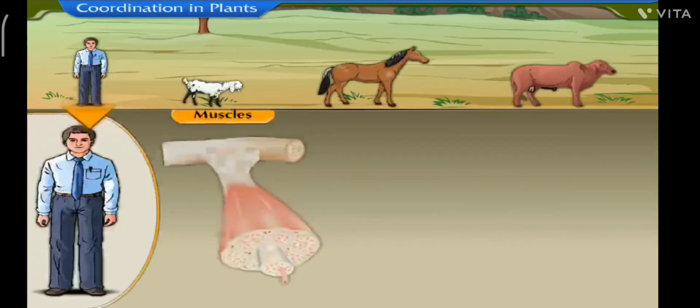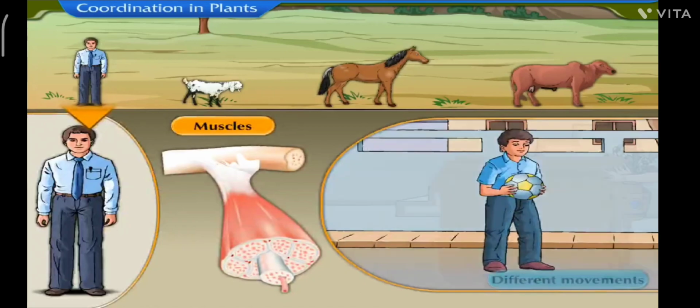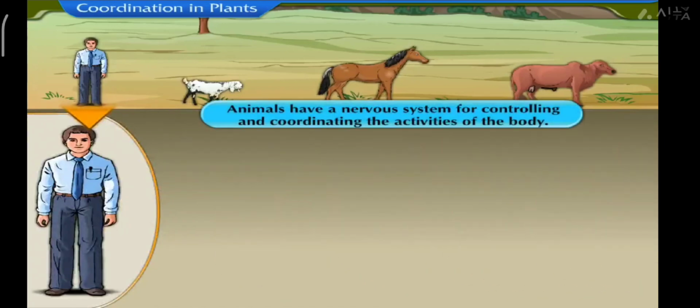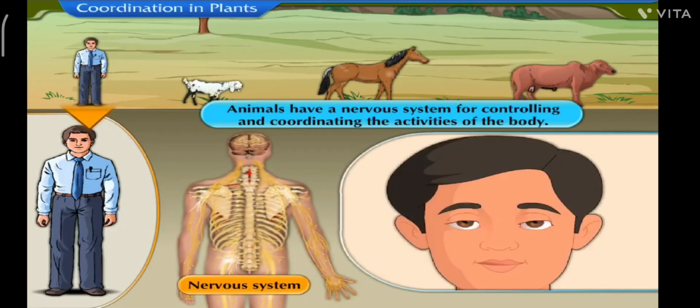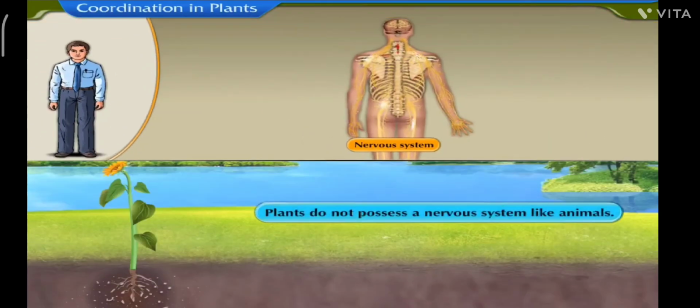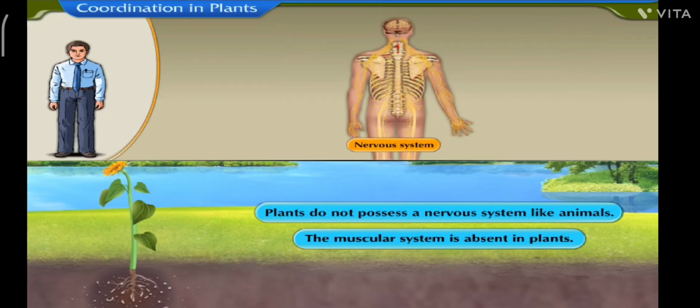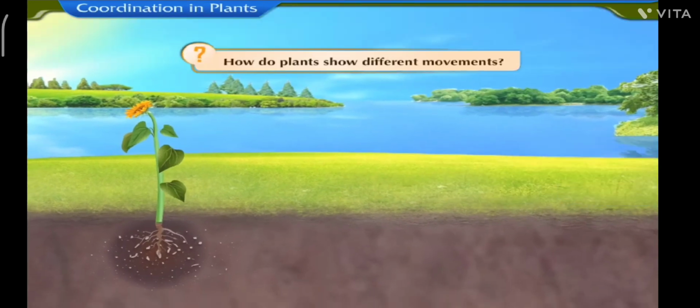Animals have muscles with the help of which they are able to perform different movements. They also have a nervous system for controlling and coordinating the activities of the body. Plants do not possess a nervous system like animals. The muscular system is also absent in plants. Then how do plants show different movements? Let us learn about it.